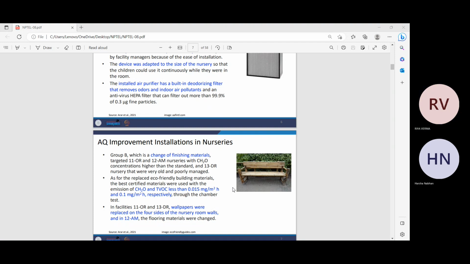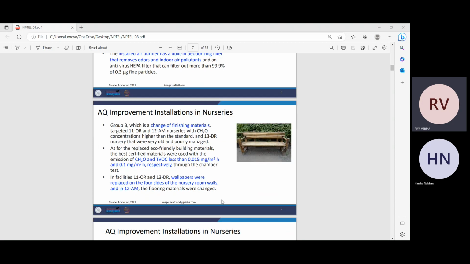And in some classes, wallpapers were replaced on the four sides of the nursery room walls, and the flooring materials were also changed, because in some cases the wallpapers may also emit some VOCs or formaldehyde. So that's why they were changed.